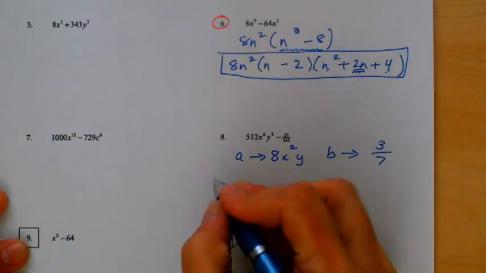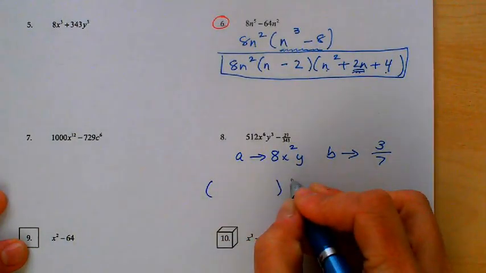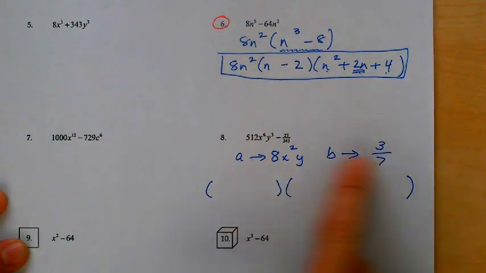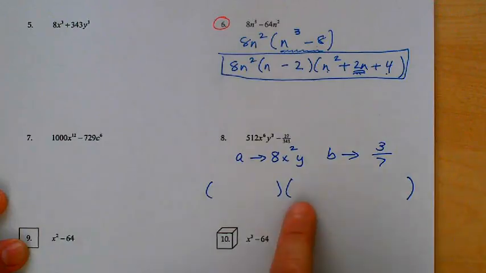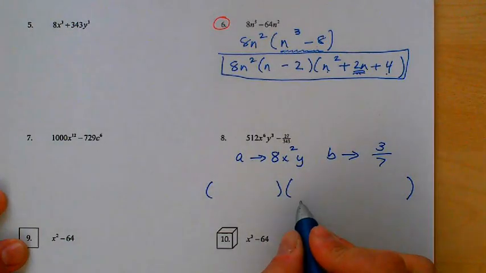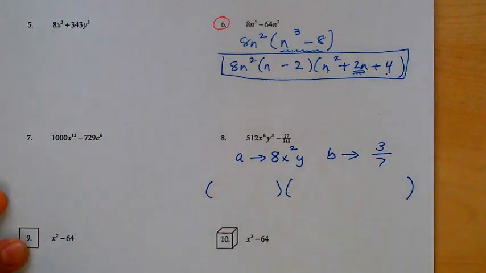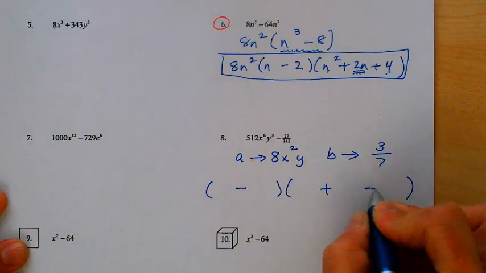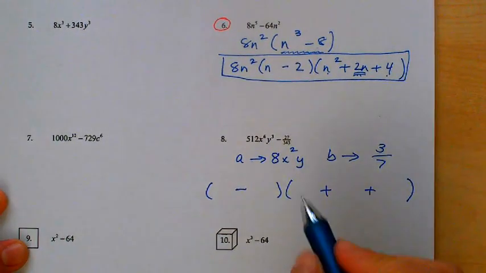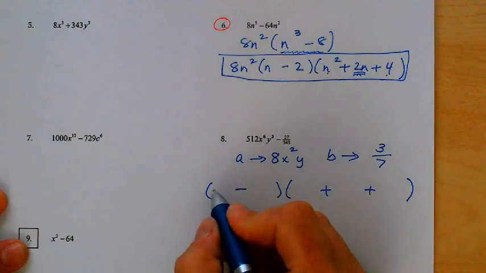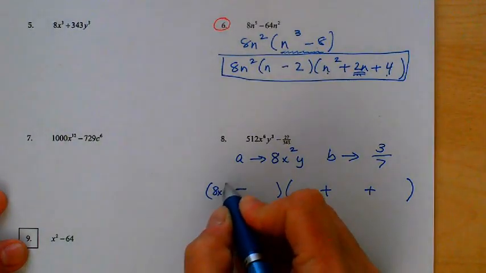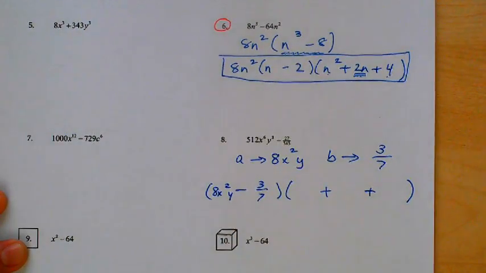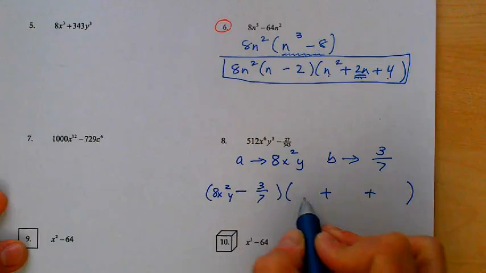And now let's make a little template for our binomial, which I know will just be these two terms with the same sign, and a trinomial containing a square, single product, and a square. So let's, same, opposite, always positive, and let's see what we can fill in. All right, we know we'll have 8x squared y right here, and 3/7 here. Beautiful.